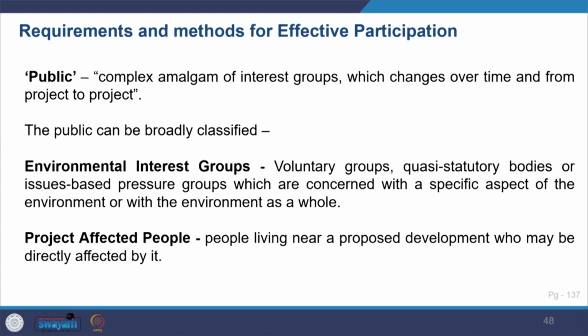Environmental interest groups are the voluntary groups, quasi-statutory bodies, or issue-based groups who work on different dimensions of the environment. They may be concerned about a particular segment, or about the entire range of environmental issues. So they are the environmental interest groups, and they also form part of the public. Then you have project affected people: people who live near a proposed development, who may be directly affected by it. The people living near your project area are the people affected by the project.